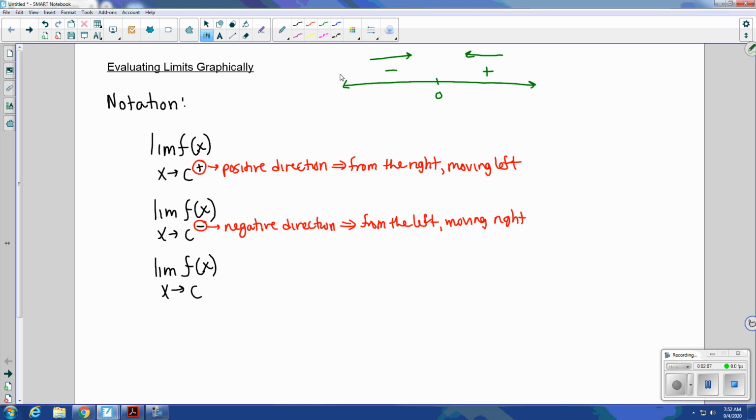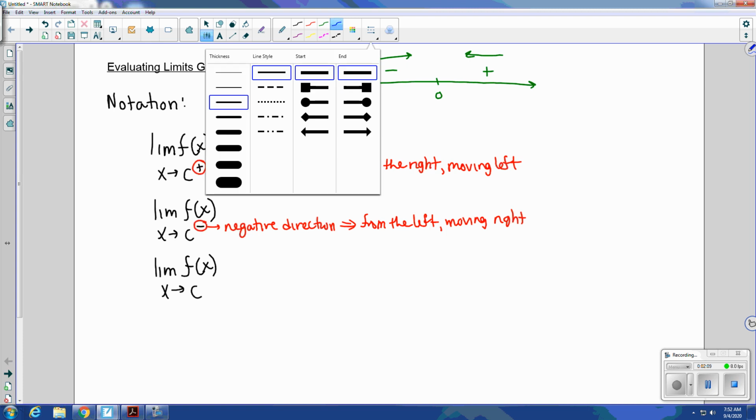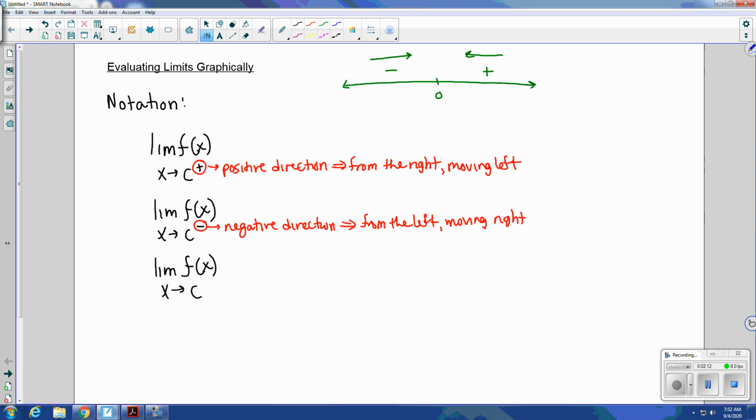Okay. Those two pieces of notation that we started with, we will refer to as one-sided limits, because we are going to approach c from just one side. This last piece is going to be a two-sided limit. And the two-sided limit is going to require that you approach c from both the right and the left. And for this limit to exist, both the one-sided limits must reveal the same value.